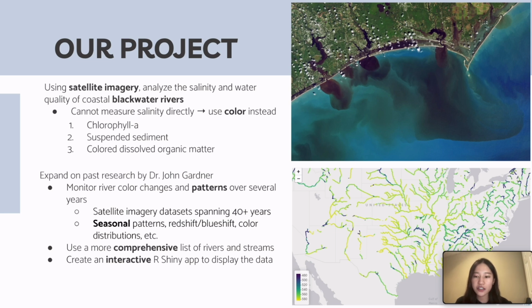For our project, we're expanding on past research by Dr. John Gardner, to monitor river color changes and patterns over several years. We're using satellite image datasets spanning 40-plus years, and also identifying seasonal patterns, which include redshift, blue shift, color distribution, and so on. The aim of our project is to use a much more comprehensive list of rivers and streams, and to also create an interactive R Shiny app to display the data.